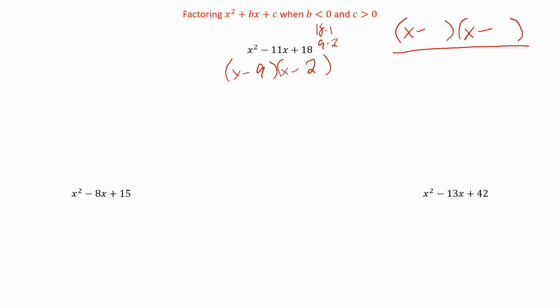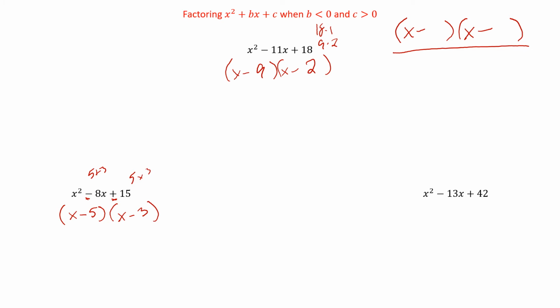For 15, it can be 15 and 1, but that's going to be 16. That's way too big. The other option is 5 times 3, and 5 plus 3 equals 8. So we'll have 5 and 3. But since this is a positive and this is a negative, both of our things have to be negative. So we'll have x minus 5, x minus 3. And again, it could be x minus 3 times x minus 5. That means the same thing. All right, how'd you do on that one? All right, let's go over to this one.